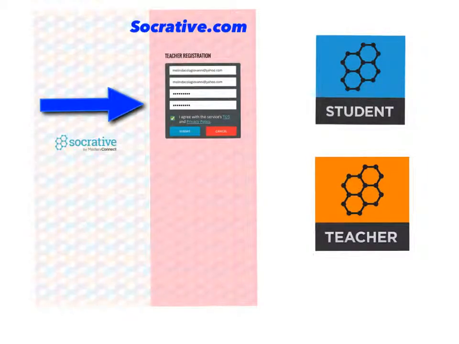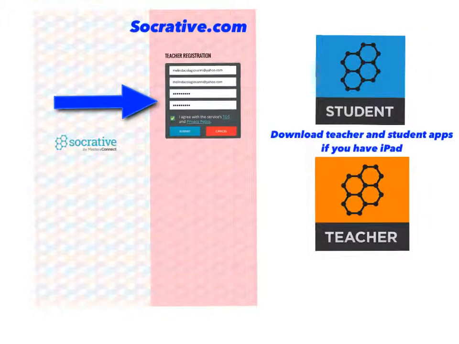So how do you set up an account? You're going to start by going to Socrative.com, and you're going to see this teacher registration right here. What you're going to do is fill out your email, put in a password, and go ahead and sign up. And if you do have an iPad, you are going to want to download the student and teacher apps. That way it's easier to maneuver and get into the rooms. However, you don't need to have them. You can simply go on to Socrative.com from any device to get into your classroom.